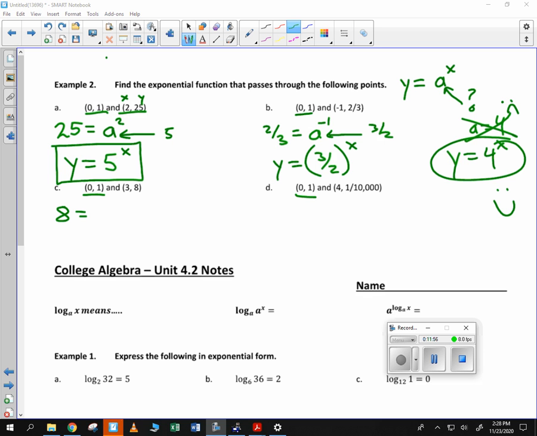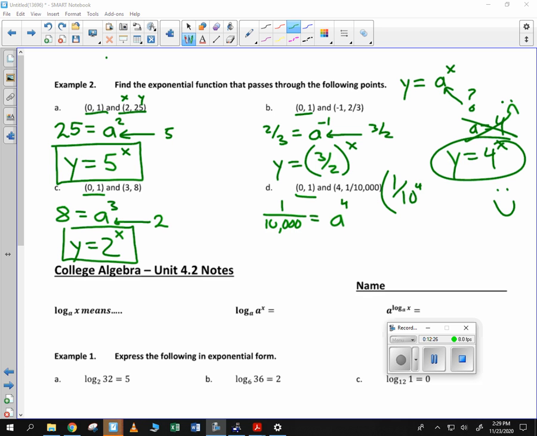For the next one, 8 is equal to some number cubed. What is the number that you cube to get 8? That would be 2. So y is equal to 2 raised to the x power. And finally, 1 over 10,000 is equal to some number raised to the 4th power. Well, 10 to the 4th is 10,000, so 1/10 to the 4th would be 1 over 10,000. So a is equal to 1 over 10. So y is equal to 1/10 raised to the x power.